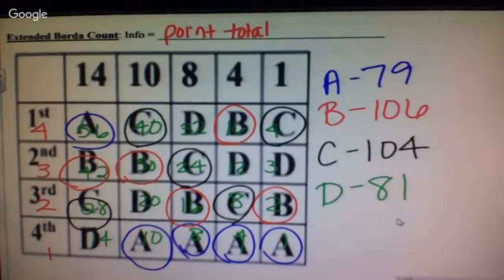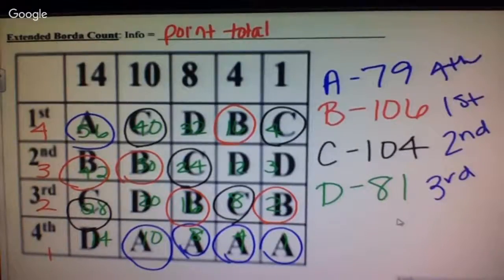Okay. So now if I have to rank these, who comes in first? D. B, followed by C, D. D, A. And A. That's what I'm doing. That's it.